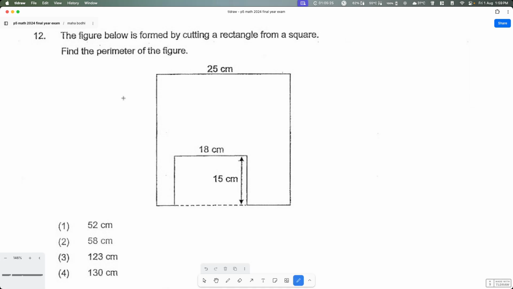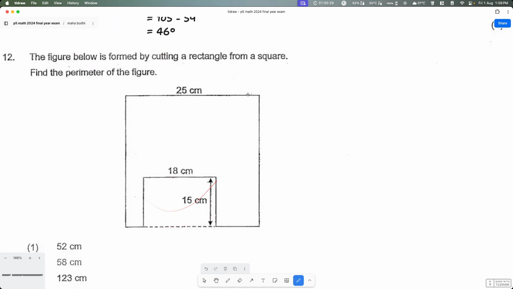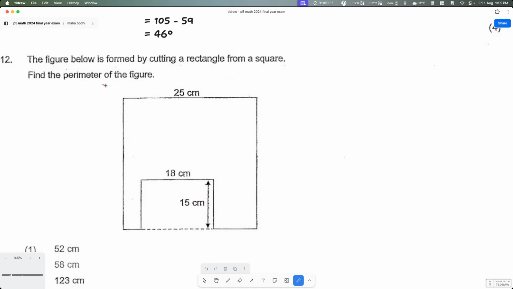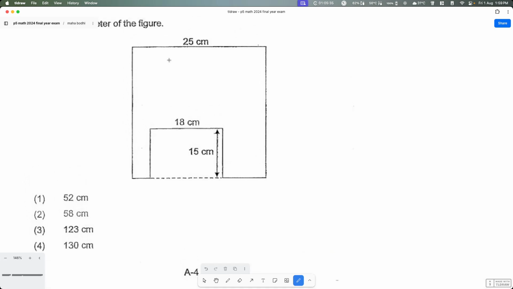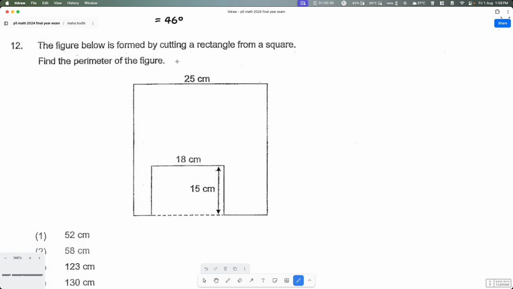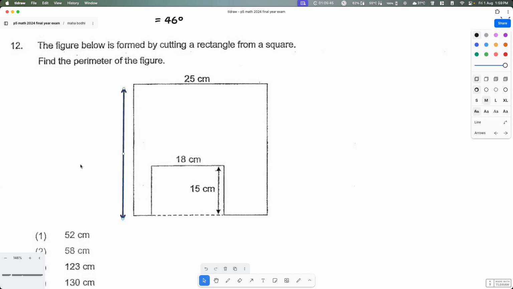Okay, the figure below is formed by cutting a rectangle from a square. Find the perimeter of the figure. That's what you see over here. Essentially we just want to get the perimeter. So we know that this is 25 centimeters.